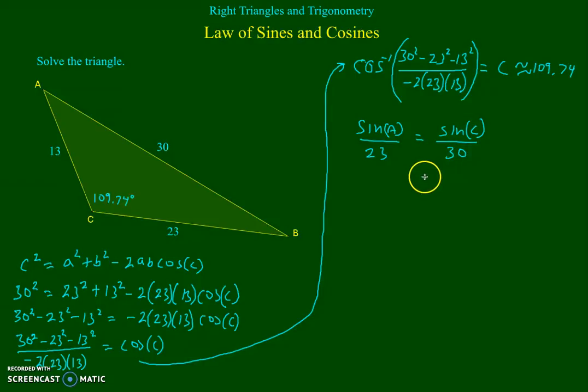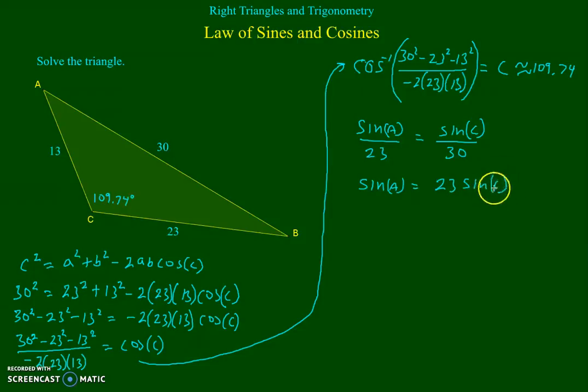As I've stated before, it's rarely a good practice to use computed values that are approximations in new computed values. But with the law of sines and law of cosines, we don't really have a lot of choice. So we try to mitigate the problems by storing as many decimal places as we can in our calculator and try to reduce the amount of induced error that propagates throughout the problem. So again, here we're going to go ahead and solve for A. So we're multiplying both sides by 23. So sine A equals 23 sine C.